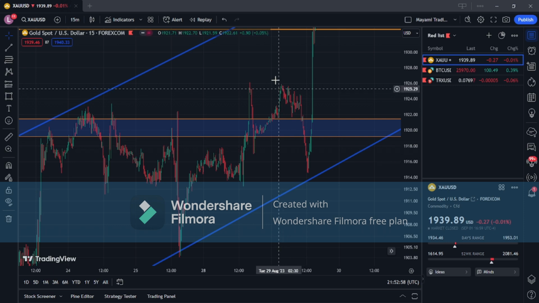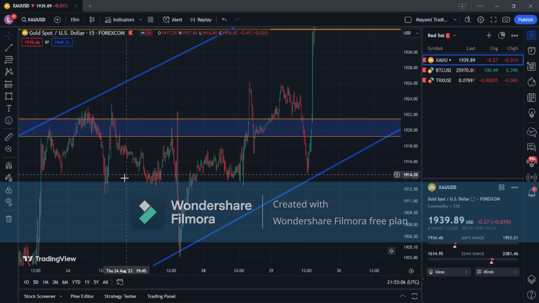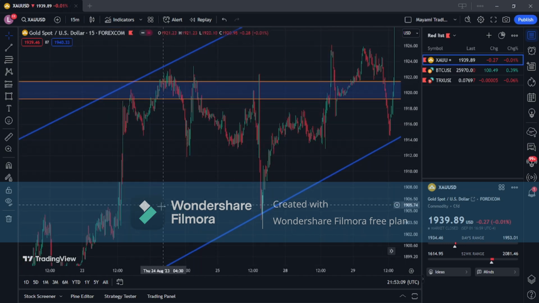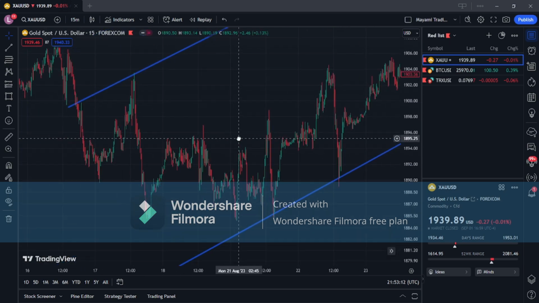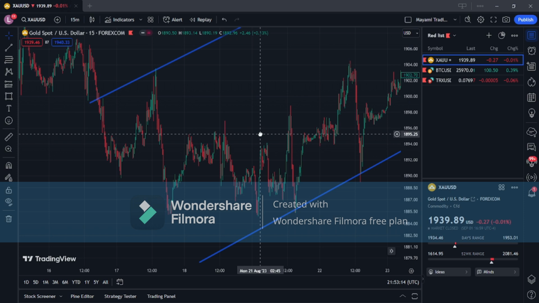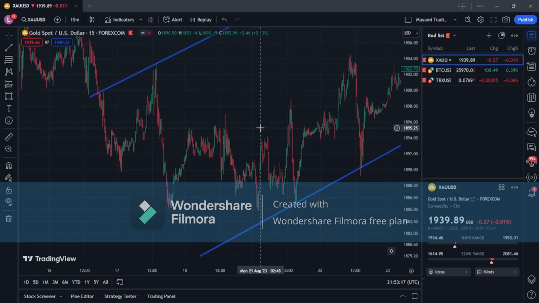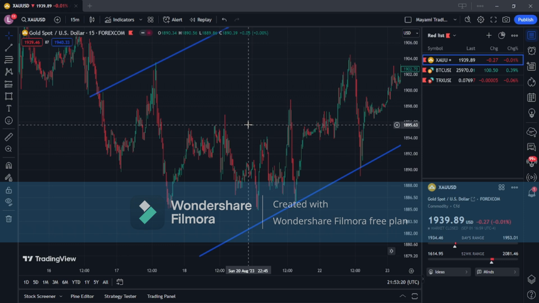Support level, and I can use this as a resistance level. This is a resistance level. Okay, let's see, do we have something else that's pretty interesting? Resistance level, support level. Yeah, this is actually a beginner friendly support level.